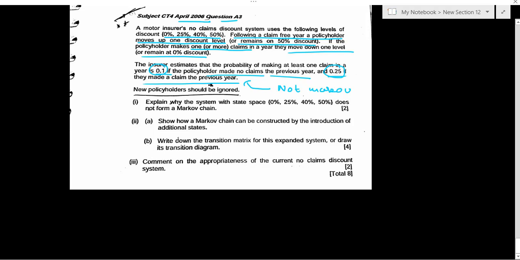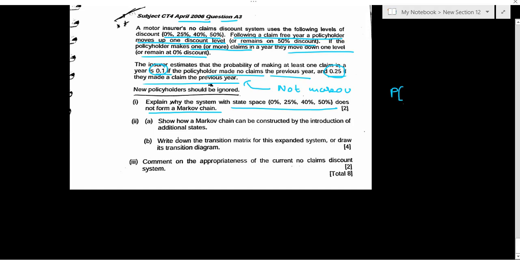Okay, so now they are asking us to explain why the system with the state space 0%, 25%, 40%, 50% does not form a Markov chain. So clearly this does not form a Markov chain because the state in which the policyholder will be in the next year depends also on the past year's state, that is whether you made a claim last year or not. Okay, so the future cannot be completely modeled by the present state, and the past provides additional information in order to model the future. Okay, so in order to show it properly to you, I can take an example of this.